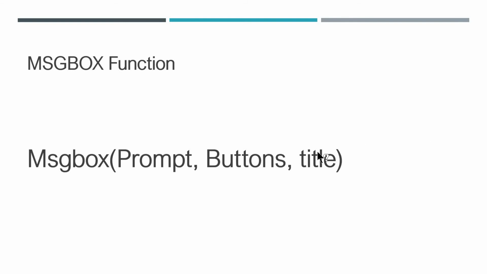Coming to the last one, what is the use of the title parameter? This parameter will display some message on the title bar of that particular dialog box, or the pop-up window, or the pop-up message box. Regarding the message box function, we will be learning it in the program itself. In the program, I will show you the practical part of this function.